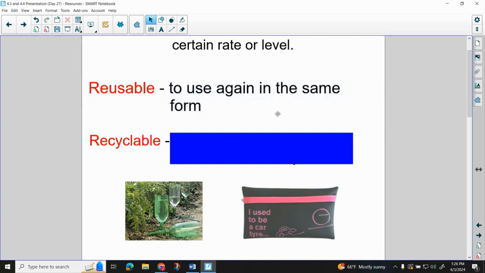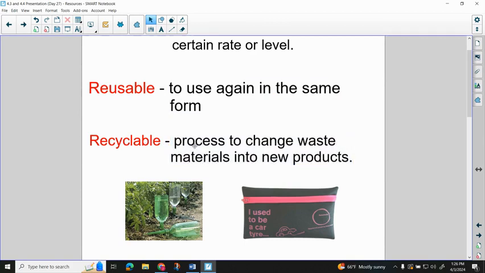Reusable is to use it again without changing what it is. You just use it like a reusable water bottle or something like that. Whereas recyclable involves energy. It's got to be reprocessed.